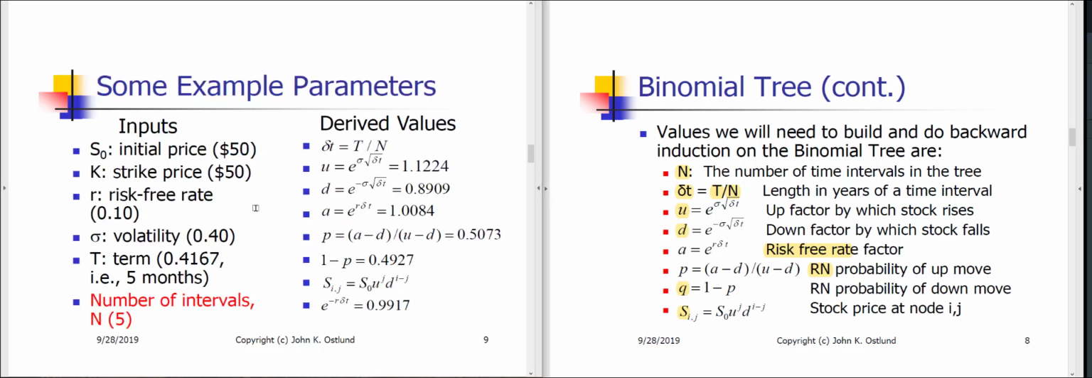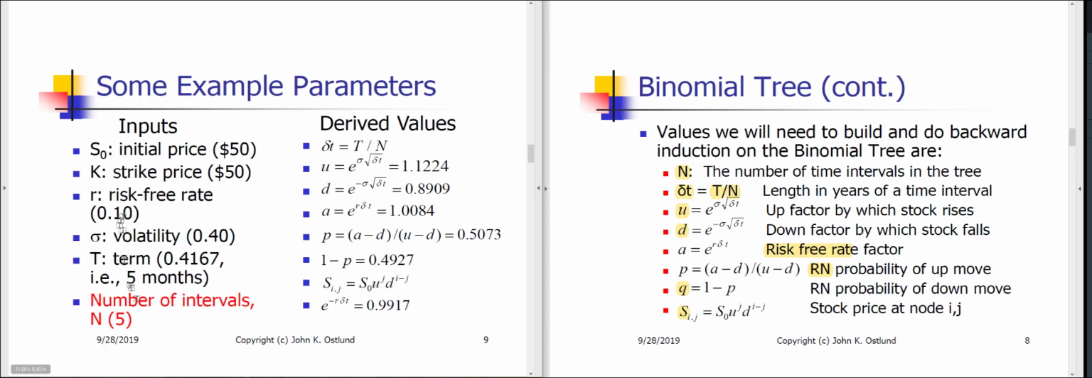Okay, so in particular, let's look at the same example that we plugged into our Black-Scholes-Merton formula. We have an initial stock price of $50, a strike price of $50, a risk-free rate of 10%, a volatility of 40%, and 5 months until the expiration of the option. Our additional parameter that we're adding is that we're going to have 5 levels in our tree. That is 5 time intervals between now and 5 months from now.